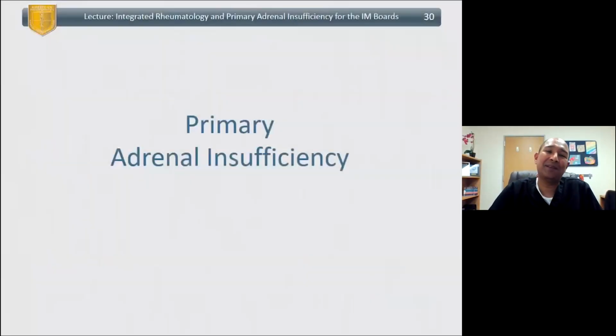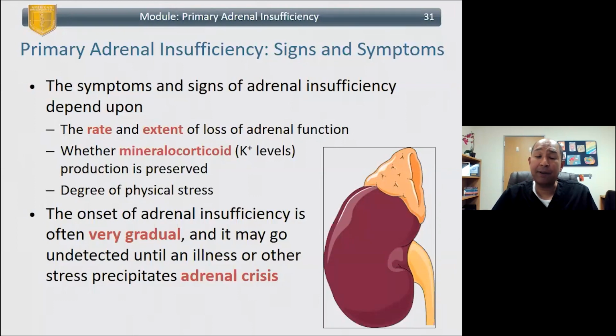I do want to say a few things. When we talk about primary adrenal insufficiency, the signs and symptoms really depend on a few things. The rate: how fast are your adrenals being destroyed? Is it acute, subacute, is it chronic? The extent of the loss of adrenal function: is this someone where there's partial damage to the gland, or has the full gland been destroyed? This is going to be important.